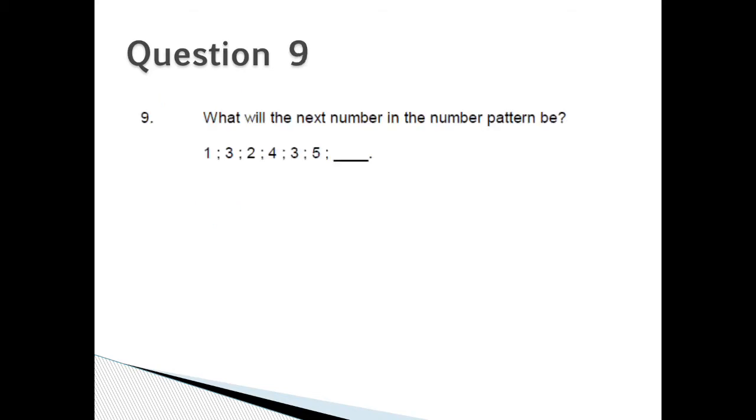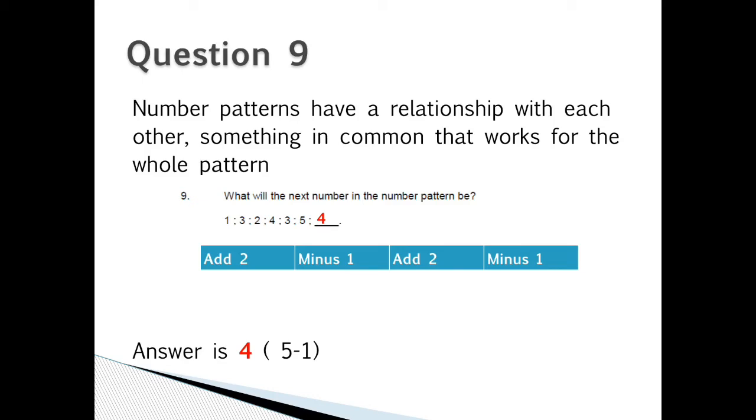What will the next number in the number pattern be? There's 1, 3, 2, 4, 3, and 5. Number patterns have a relationship with each other, something in common that works for the whole pattern. So the next number is 4. You keep adding 2, minusing 1, adding 2, minusing 1.